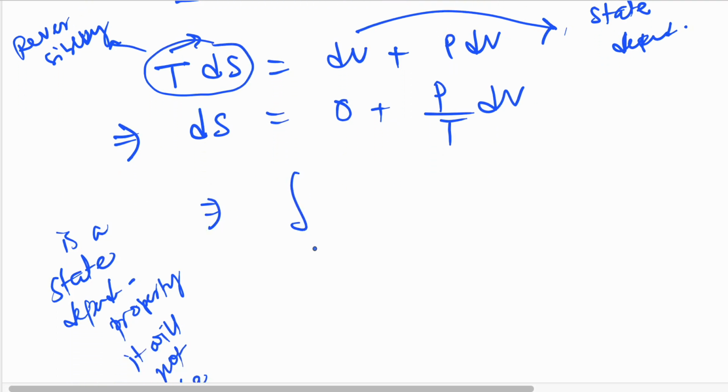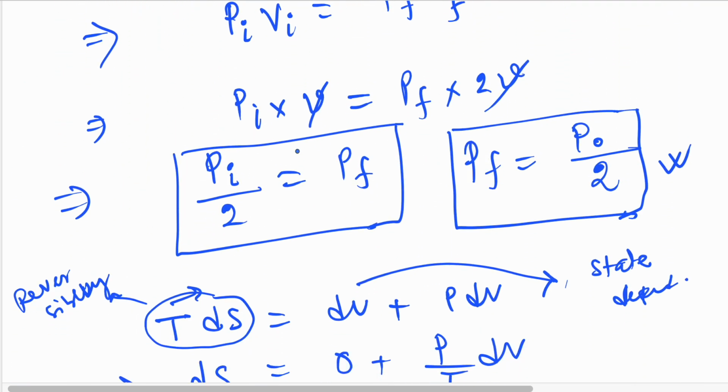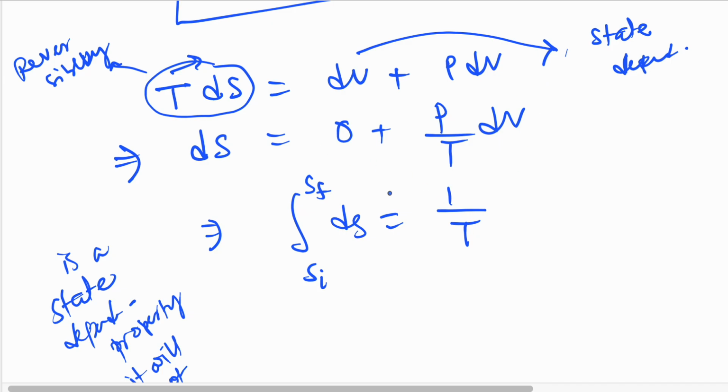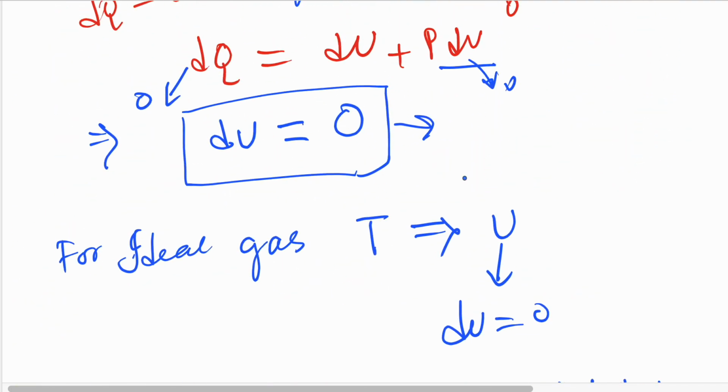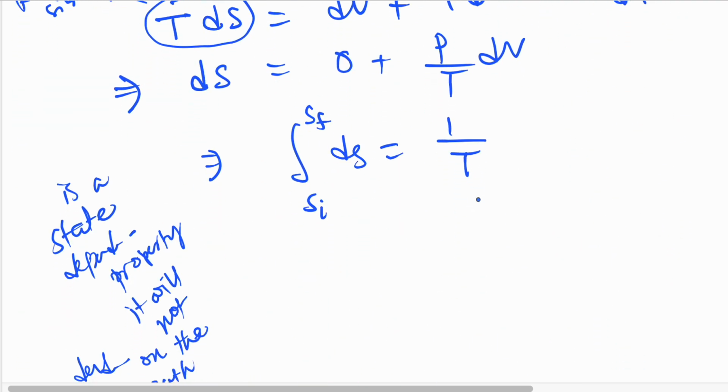Now from initial to final, the change in entropy dS is equal to, since T is also a state dependent quantity, since in an ideal gas T and U are state dependent, T will also remain the same as the previous one, and we know that during the whole process T remains constant, so it will become the integral of P dV from initial to final state.